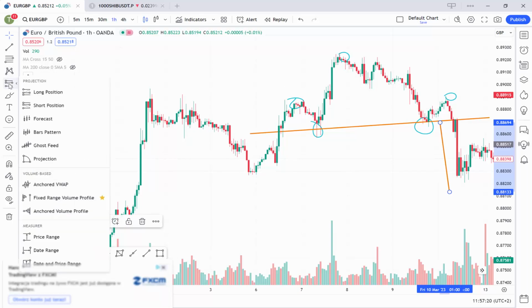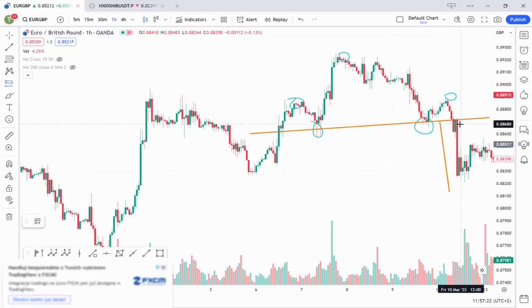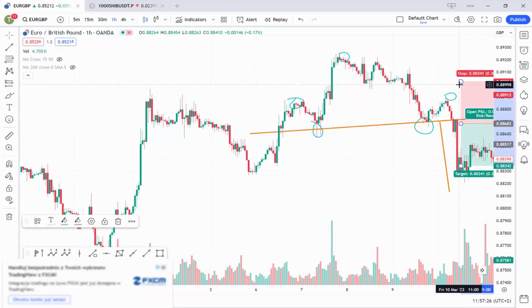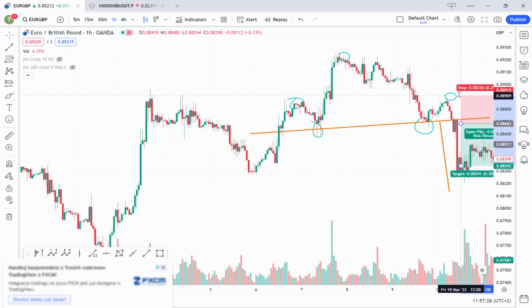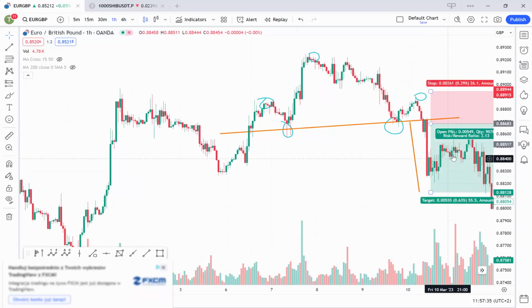And the trade would look something like this. The neckline was broken here. Let's say we entered the trade. We place the stop loss just above the right shoulder, and then here's the take profit area. So in this case, the trade would have been a 1 to 2.13 risk reward ratio.